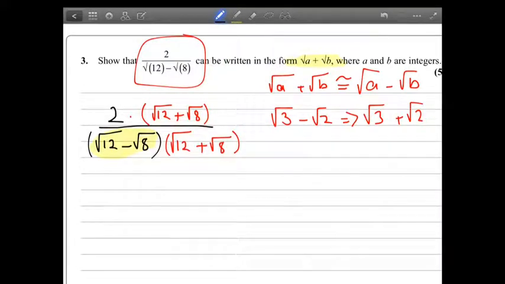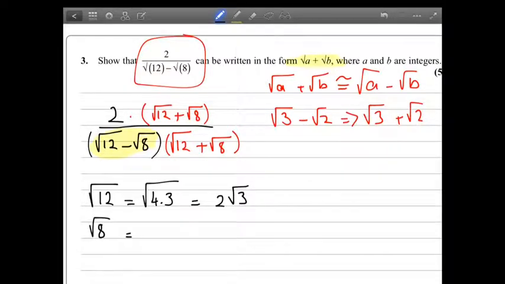And we have to analyze the numbers. The square root of 12 is the square root of 4 times 3, and it is 2 times the square root of 3. And we have 8 here. 8 can also be written as 4 times 2, and the 4 goes out as a 2, and 2 stays in the square root.